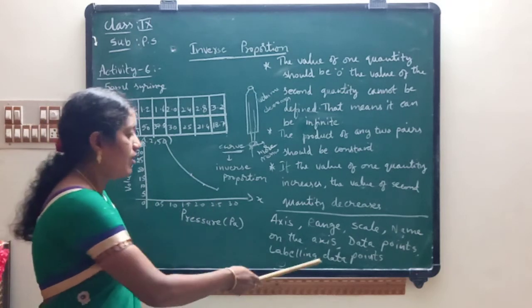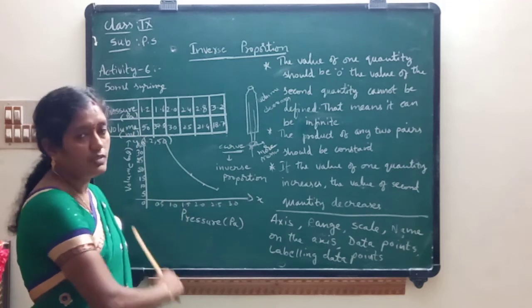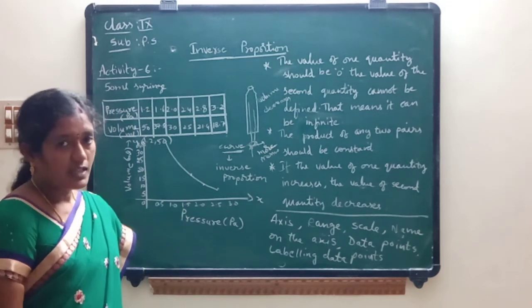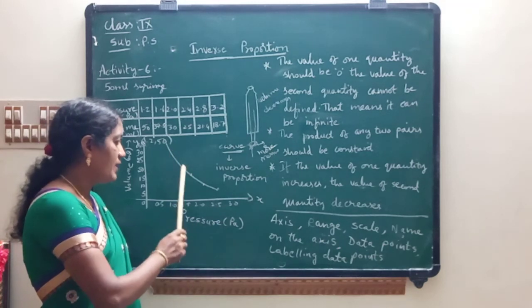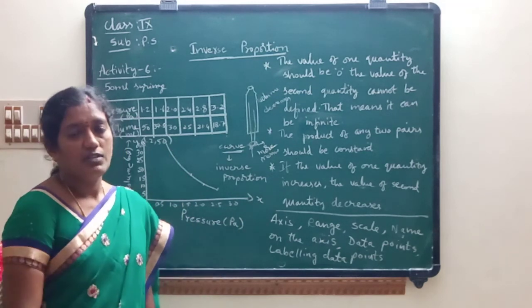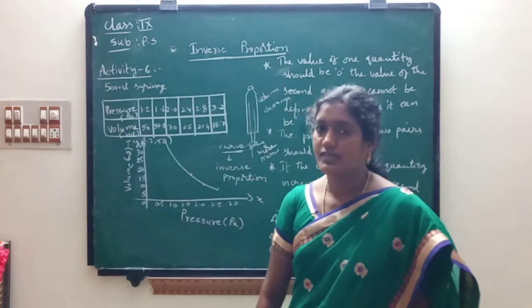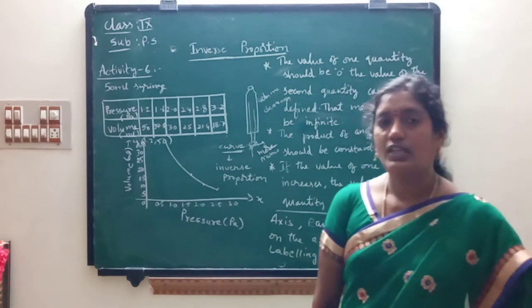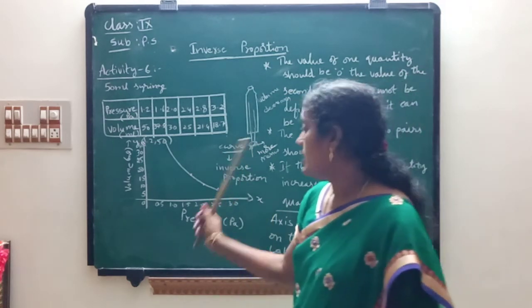After that, labeling data points. After we have written data points, we have to label the points in the graph children. So here we have plotted these data points on the graph. Here we got a curve shape. What can you know by seeing this curve shape, children? Here we can know that the quantities are in inverse proportion.